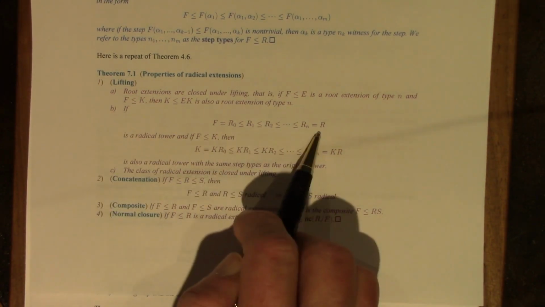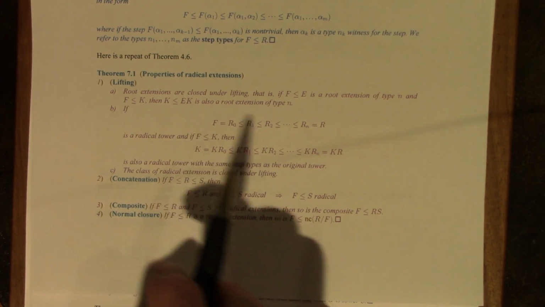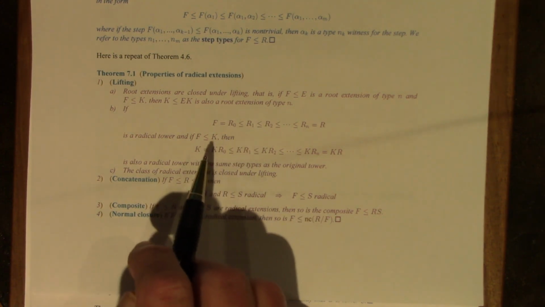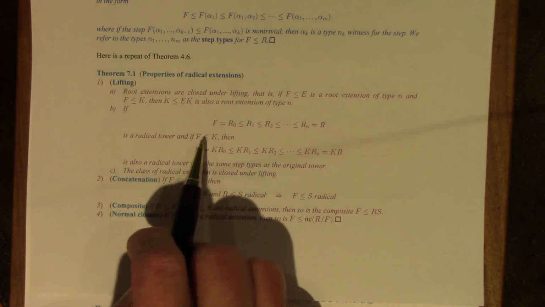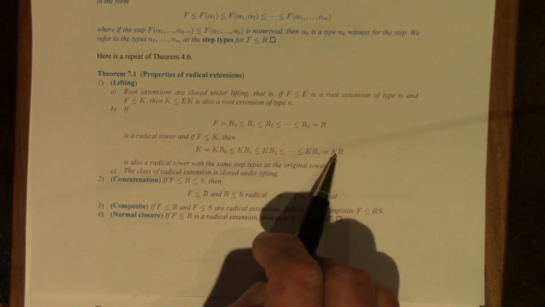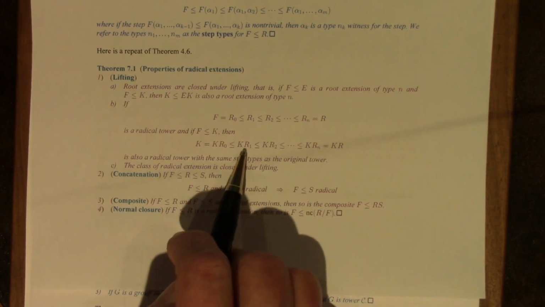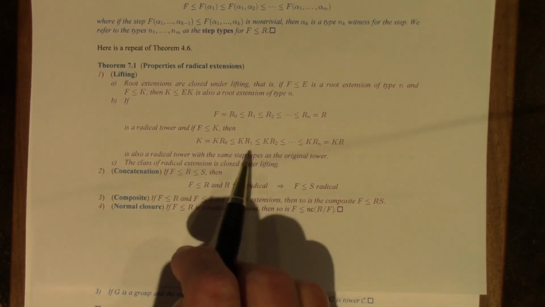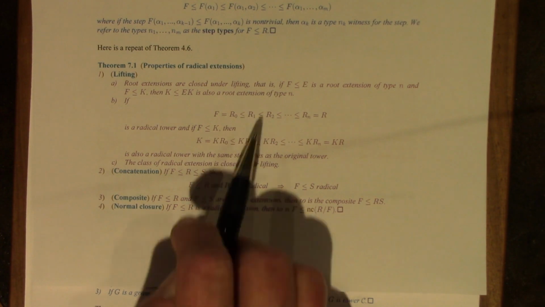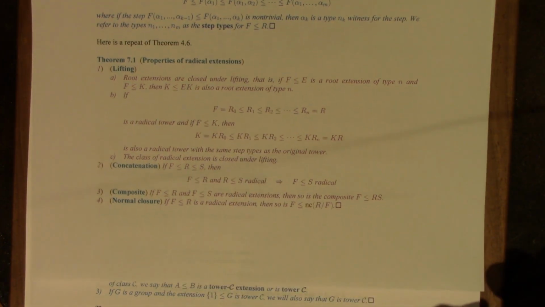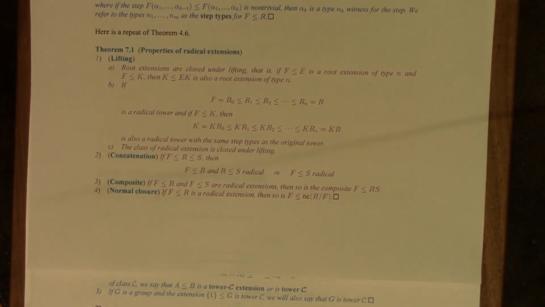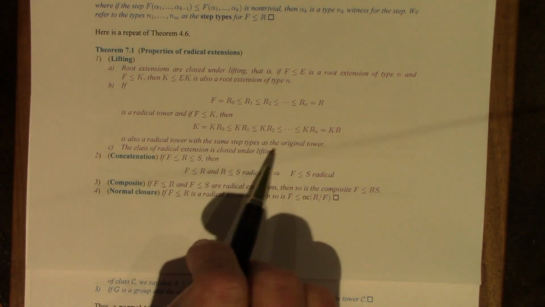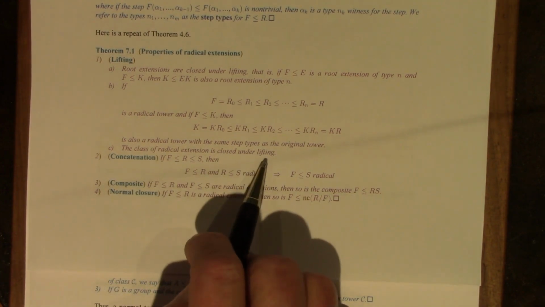If we have a radical tower and a field extension, then we can compose K with each term in the tower, and we get this tower. This is also a radical tower with the same step types as the original. And the class of radical extensions is closed under lifting.